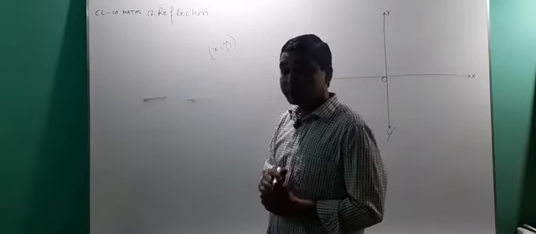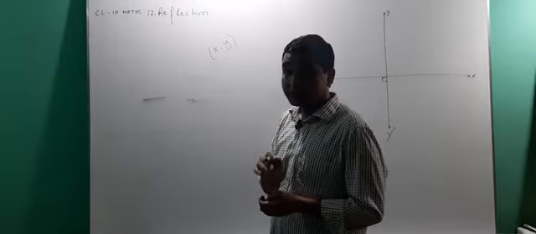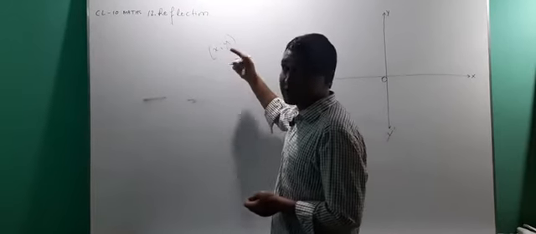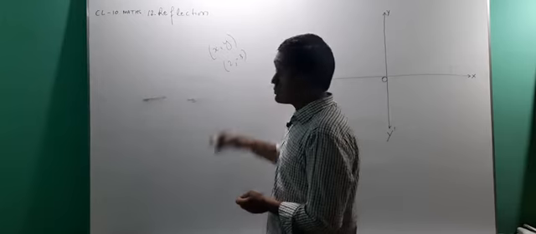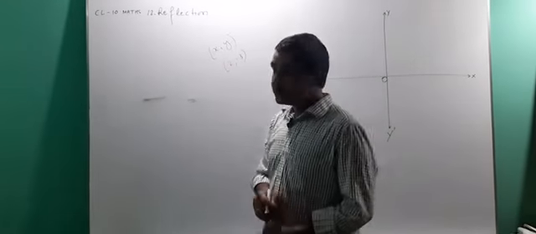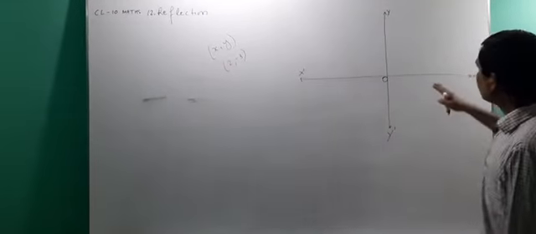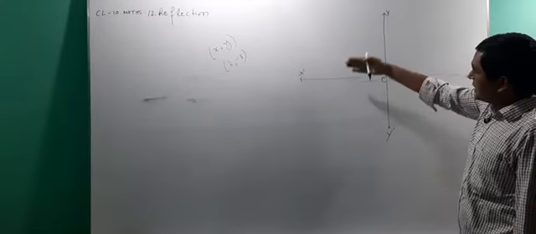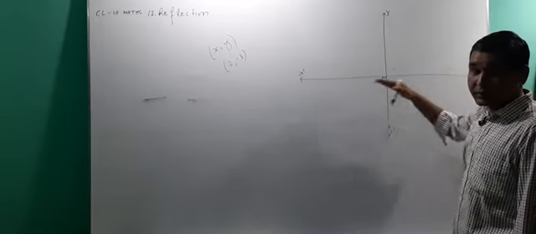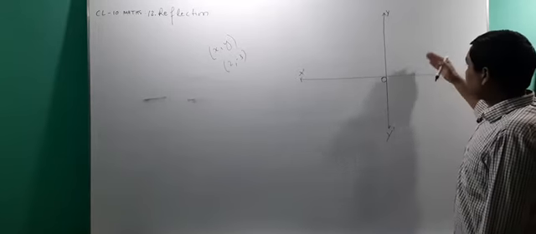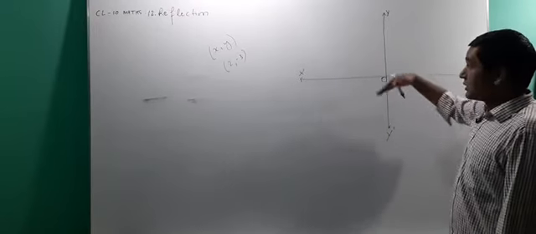Then remember, while writing the values of x and y, always write the value of x first, then y. Suppose x is 2 and y is minus 3. This way we have to write the coordinates. Okay. Then there are 4 quadrants: first quadrant, second quadrant, third quadrant, and fourth quadrant. Then what is the sign of the coordinates? We will learn first.